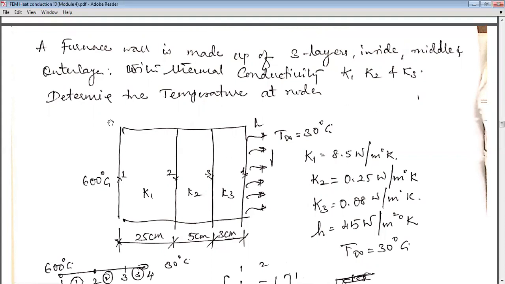Here is the one end, 600 degrees Celsius. What do you mean by this? There is some hot fluid associated with this end, steam or whatever it is, or some molten metal. Thermal conductivities are K1, K2, K3. Determine the temperature at the nodes. There is a film coefficient to the right of this composite wall. Film coefficient H is acting to the right. You can see there is some small flow described. T infinity is 30 degrees Celsius, the ambient temperature.